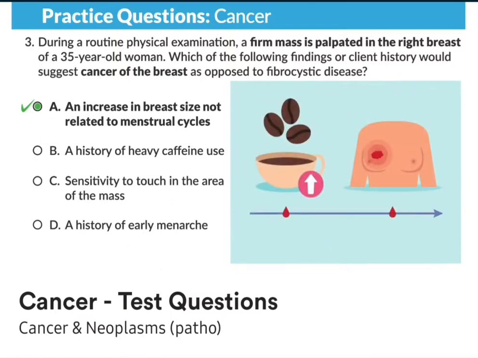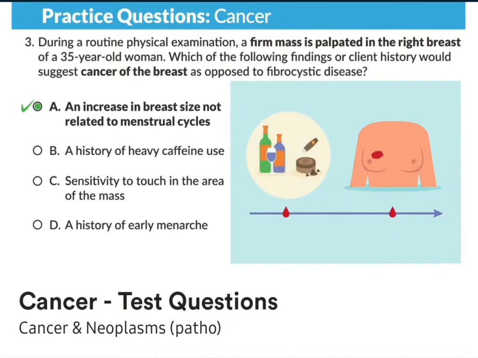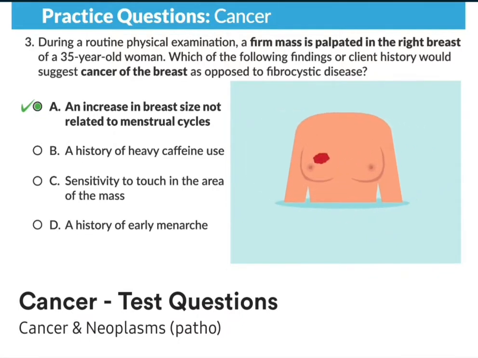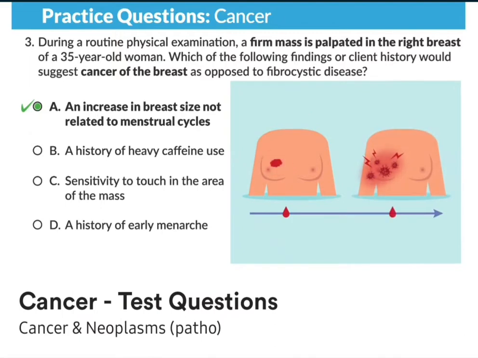Now, option B, a history of heavy caffeine use. No, this is completely wrong. This is not related to malignant cancer. Rather, the use of alcohol and smoking is. Now, option C, sensitivity to touch in the areas of the mass. No, incorrect. Malignant cancers are typically painless, usually no pain present until it spreads.